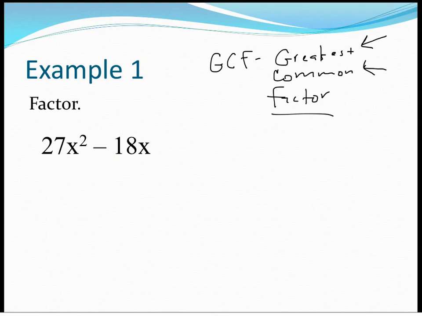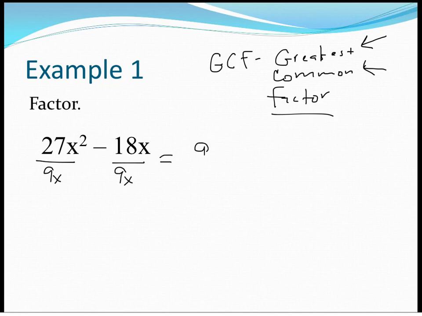So if I look at these guys, first off, I notice they both have an x. This is an x squared and x, so I can actually pull out an x. So it's not only just the numerical value, but it's also the variable. Now I also look at the 27 and the 18, and I notice that the greatest common factor is 9. They're divisible by 3, but the greatest common factor is 9. So basically the math is I'm going to divide this guy by 9x and this guy by 9x. That's what we're pulling out.